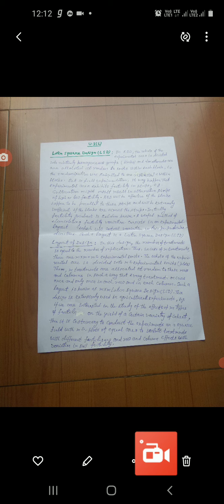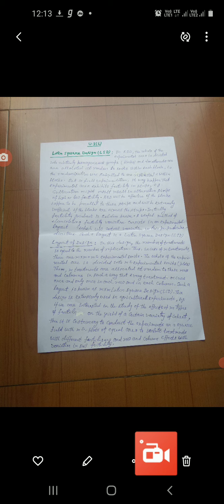In the exam, it is asked what is the Latin square design, give the layout, what are the advantages and disadvantages of LSD, and what is the statistical analysis of the LSD. So questions are asked in different ways in your exam. Now we will discuss the layout of the design.